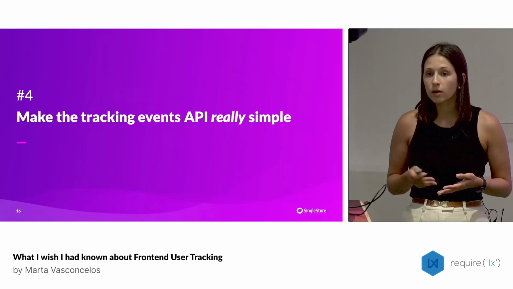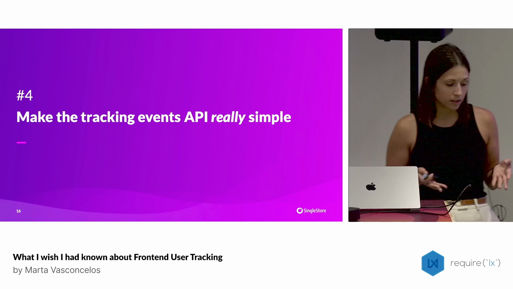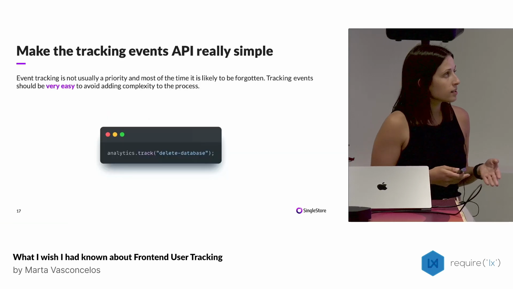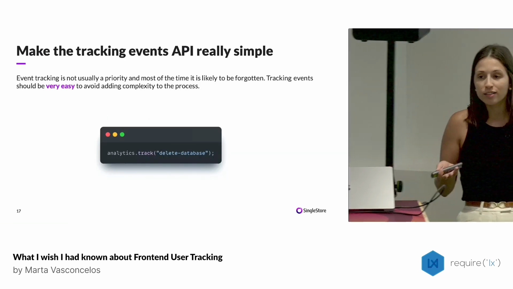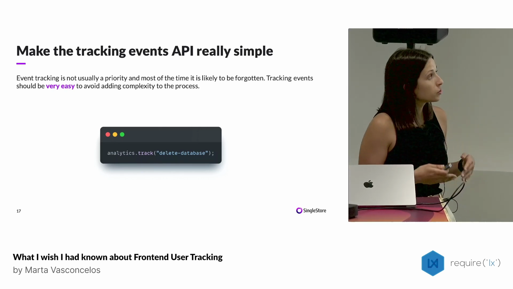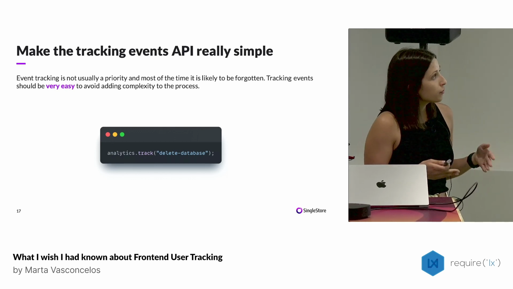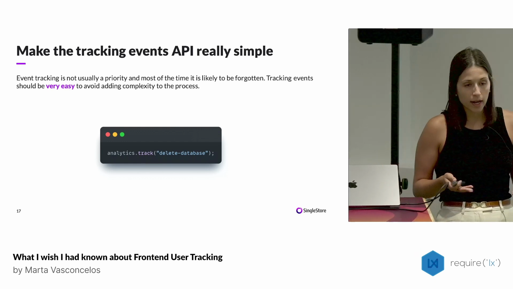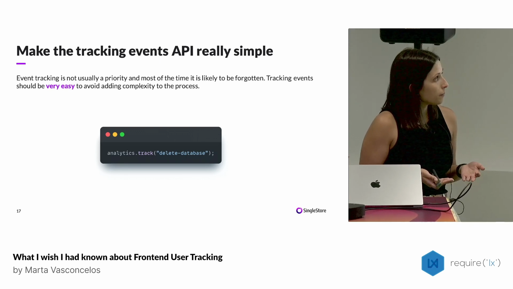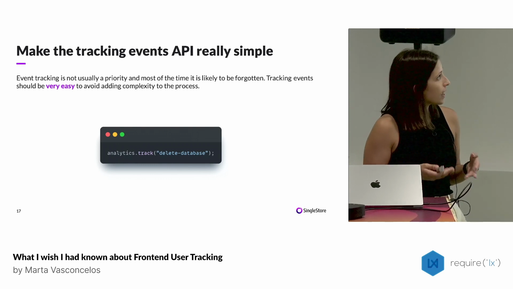Then, when you're building this API, this library, if you can, my next advice is to make the tracking API as simple as possible, because let's face it, adding analytics is not a priority for every developer while they are implementing the feature, and it is easily forgotten. So if you have an easy way of tracking events, the blocker is going to be way lower, and it will be very easy to track everything.